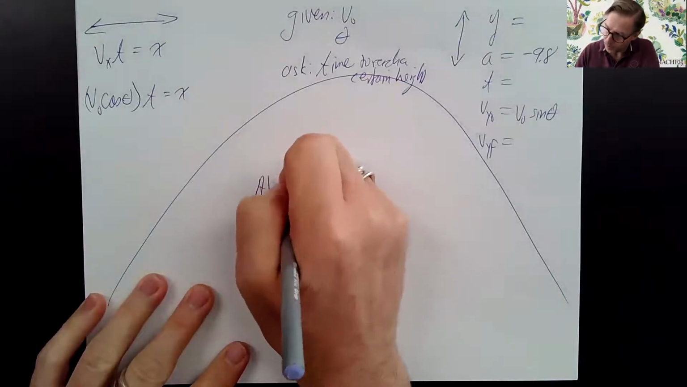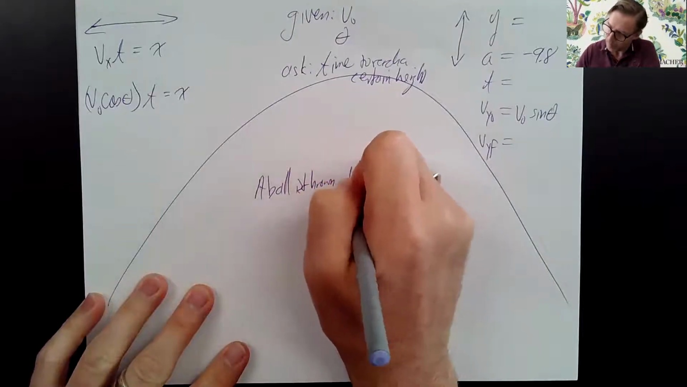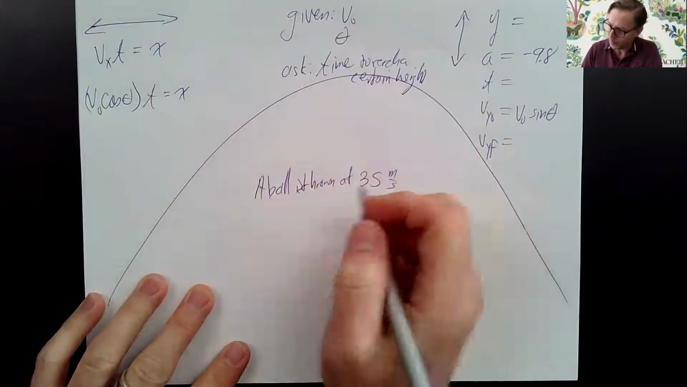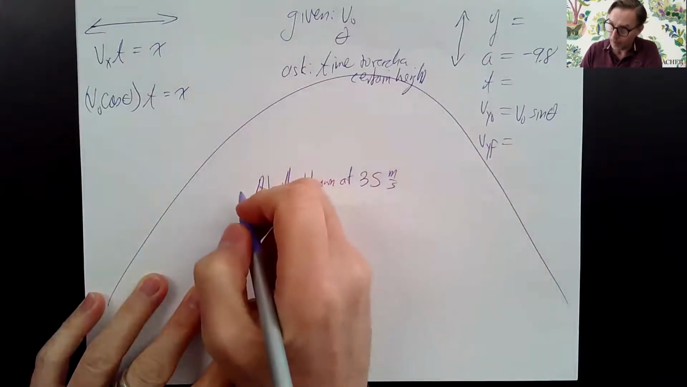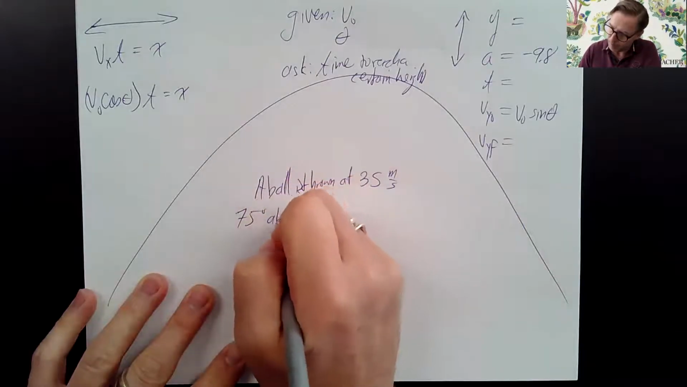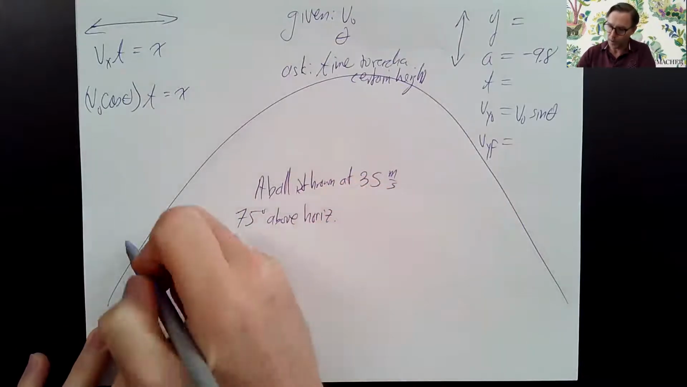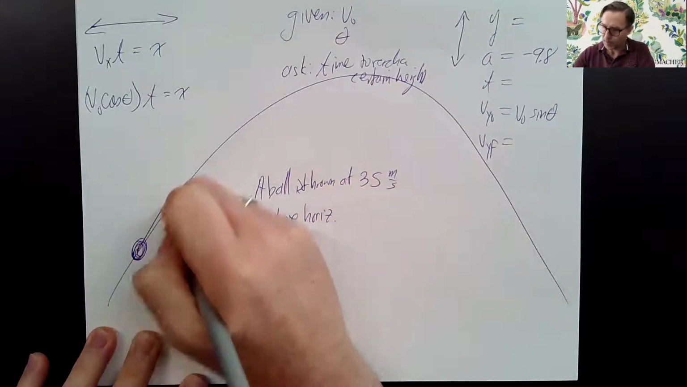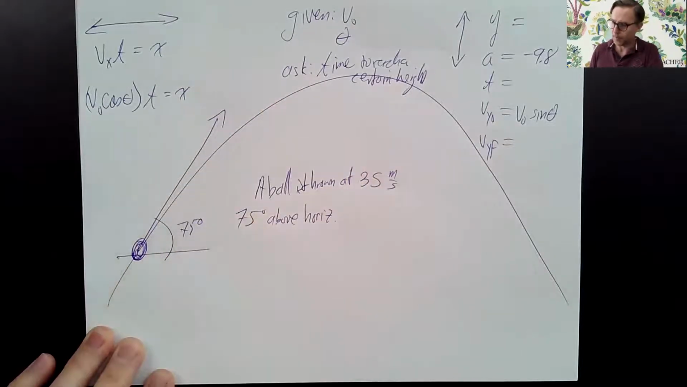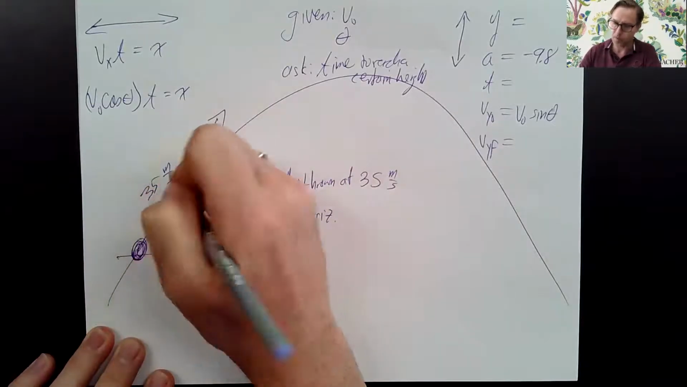A ball is thrown at 35 meters per second, 75 degrees above horizontal. So in other words, this angle is 75 degrees, and this diagonal arrow is 35 meters per second long.